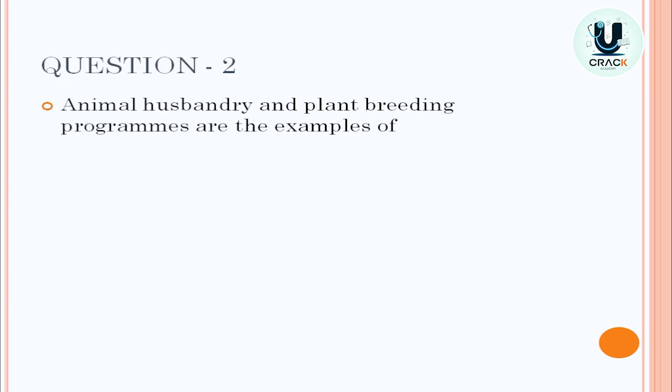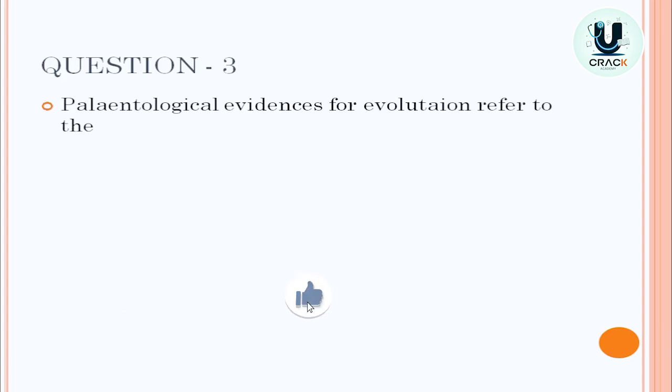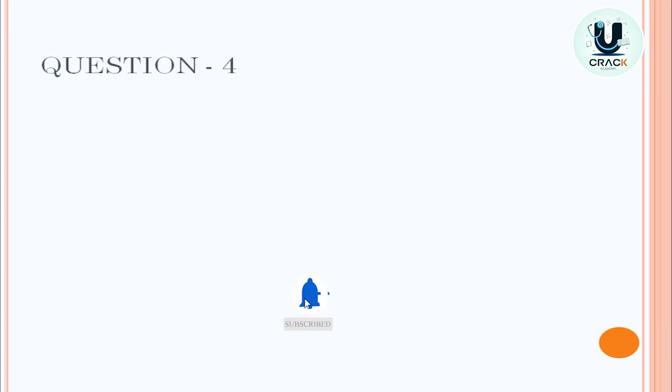Question number 2. Animal husbandry and plant breeding programs are the example of A. Reverse evolution, B. Artificial selection, C. Mutation, D. Natural selection. Answer artificial selection. Question number 3. Paleontological evidence for evolution refers to the A. Development of embryo, B. Homologous organ, C. Fossils, D. Analogous organ. Answer fossils.